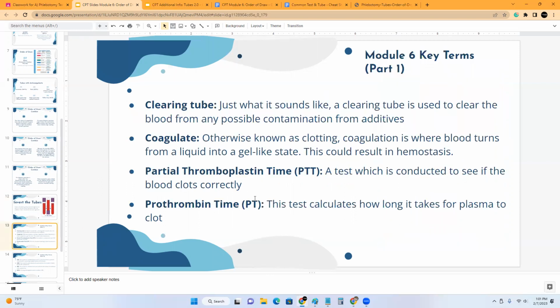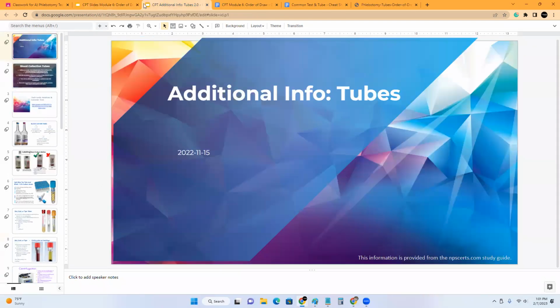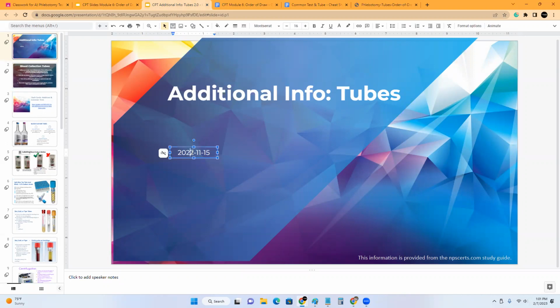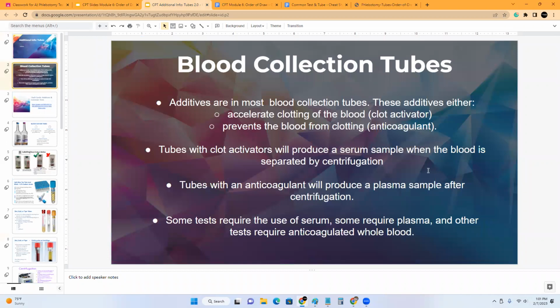All right, so we do have some key terms, but before I go on to those, I want to go into our additional information about some of these tubes, okay? There's some info missing in the other slides, so I like to do this additional information for you guys just to give you a better idea of what's going on.